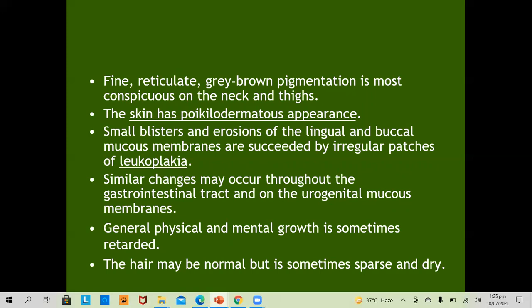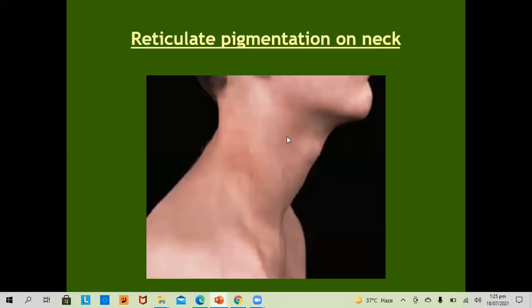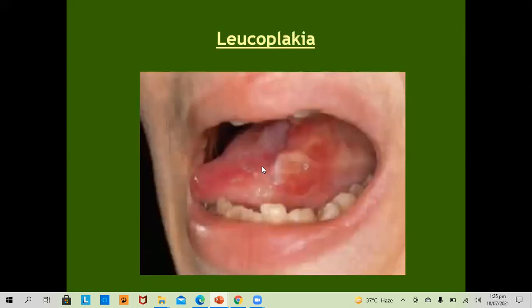General physical and mental growth is sometimes retarded. Hair may be normal, but they are sometimes sparse and dry. This picture does not show the Poikiloderma in true sense, but it is something like this, that is the reticulate pigmentation on the neck, and Leucoplakia.